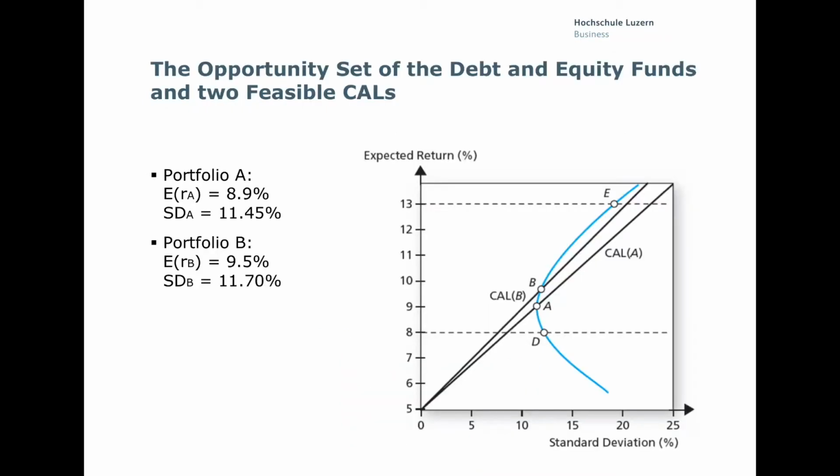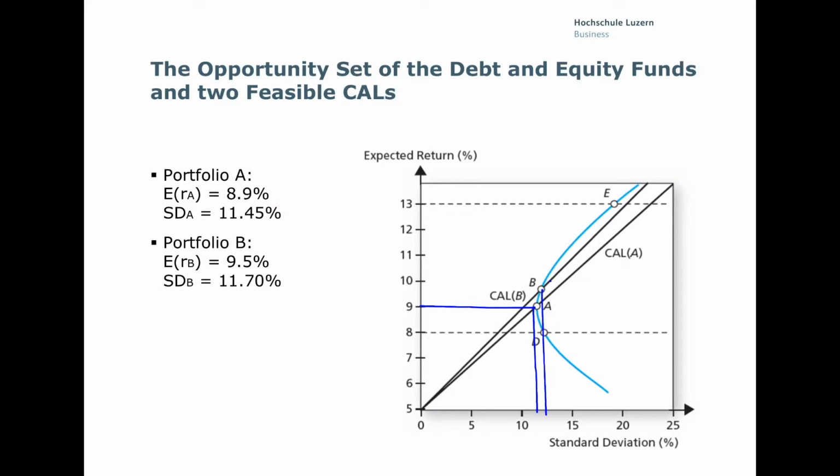The opportunity set of the debt and equity funds and two feasible capital allocation lines. What if our risky assets are still confined to the bond and stock funds, but we can now also invest in the risk-free T-bills yielding 5%? The first possible capital allocation line is drawn through the minimum variance portfolio A, which is invested 82% in bonds and 18% in stocks. Portfolio A's expected return is 8.9% and its standard deviation is 11.45%.